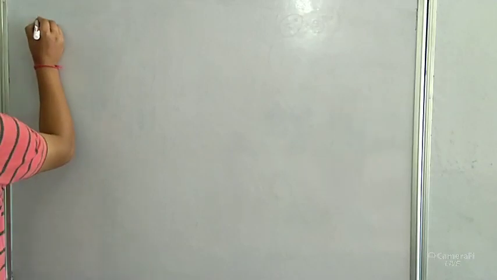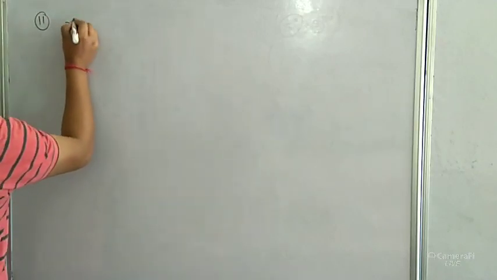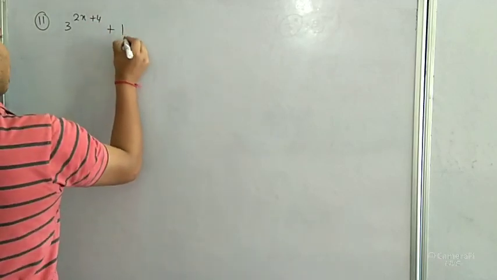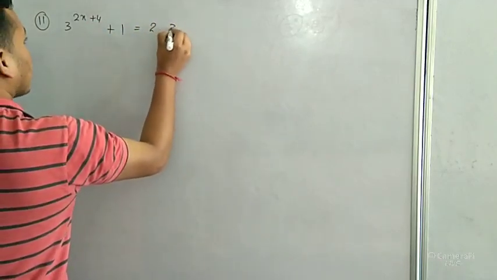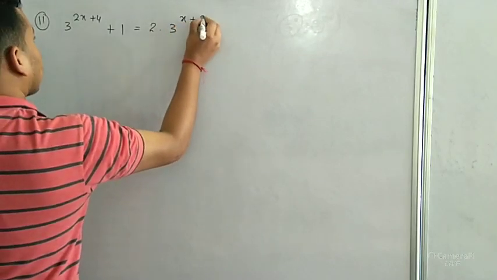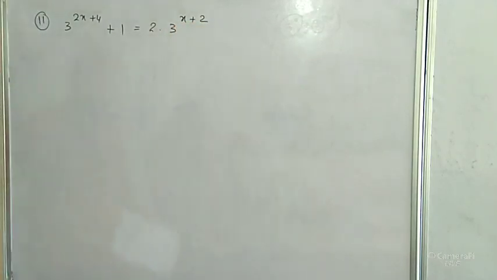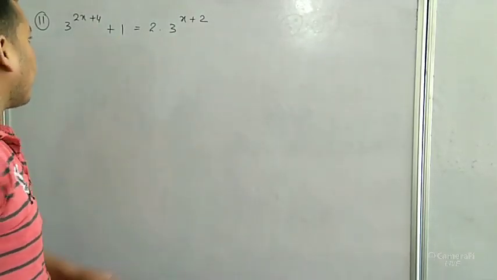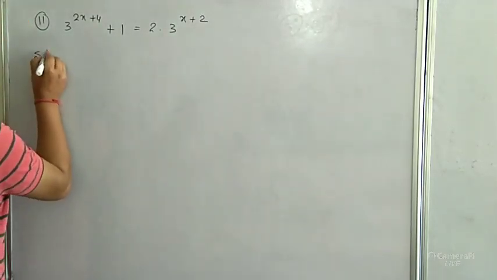So now question number 11, 3 to the power 2x plus 4, and plus 1 is equal to 2 into 3 to the power x plus 2. This is the question. हल्का सा चेंजेस है, यहाँ पे साइन प्लस में भी आ रहा है 1 भी है, तो थोड़ा प्रॉब्लम हो सकती है. ओके, तो दिस वन वी कैन राइट.